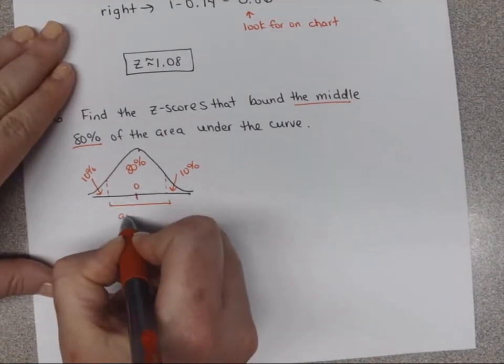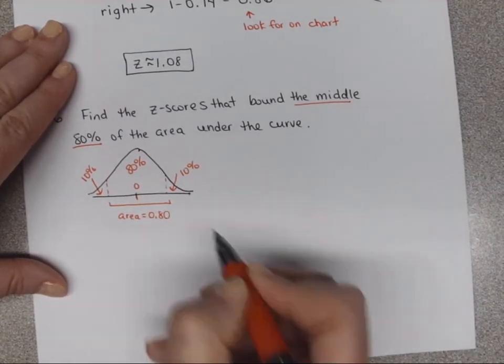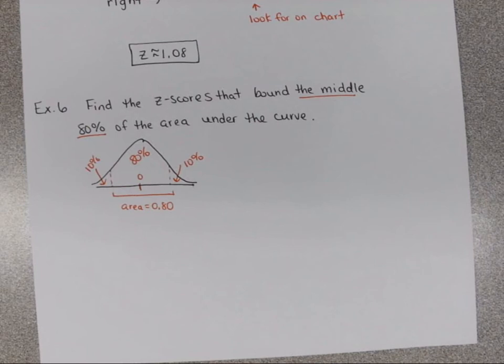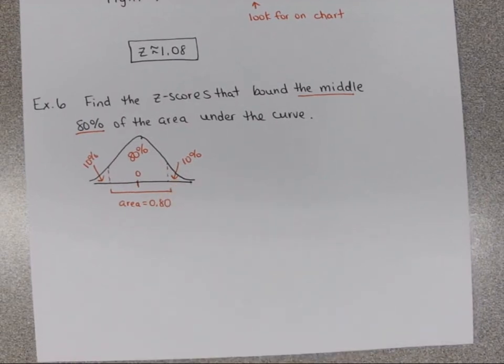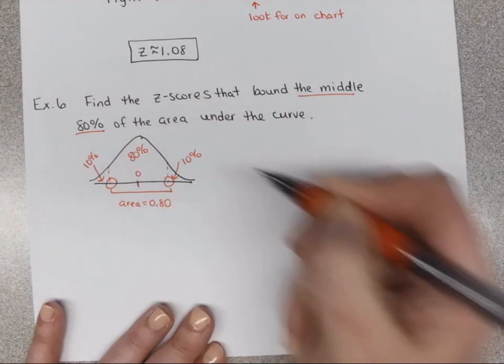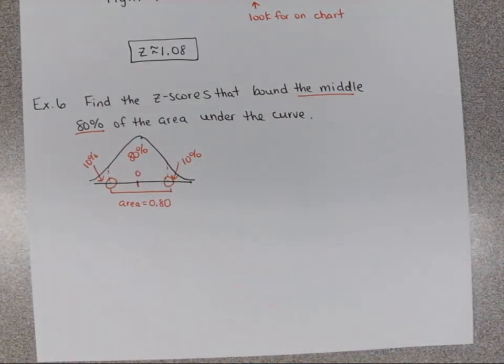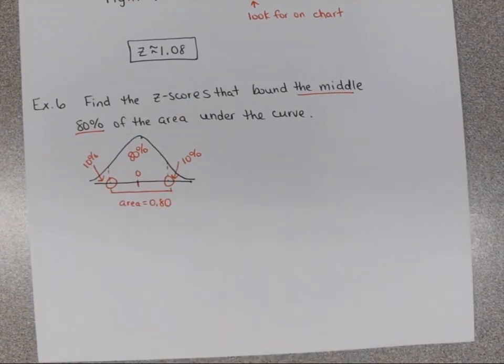So I don't think there's any question here. We want the area to be 0.8, or 0.80. But that's not how we read the chart. We read the chart as less than, right? So what we really need to know is what is the z-score here and here. Remember, it's symmetrical, so once you find one of them, you automatically know the other one. It's just going to be the negative and positive versions.